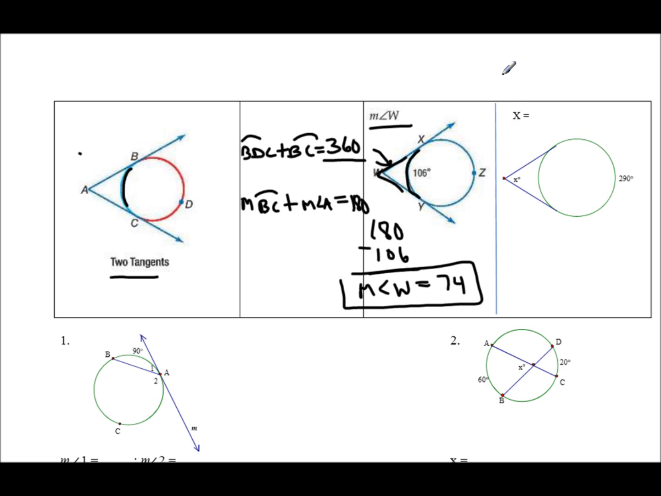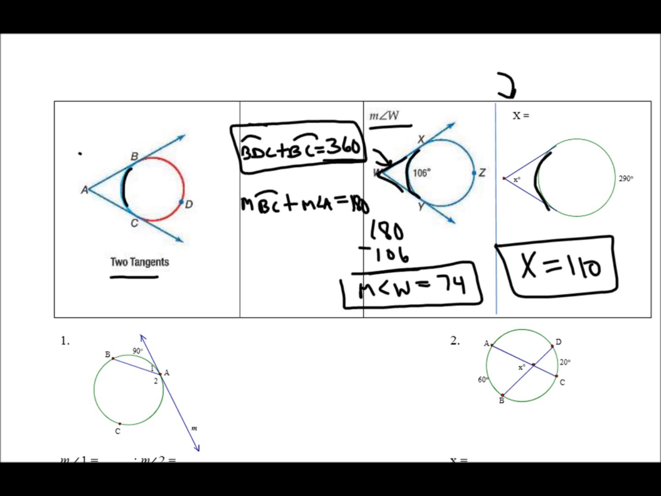Alright, I'd like for you to try the last example on your own and see if you get what I get. Remember, it's this arc and this angle that equal 360, or sorry, that equal 180. But you'll use this first formula to find the missing part of the arc. Okay, and you should have gotten x is 110 degrees.